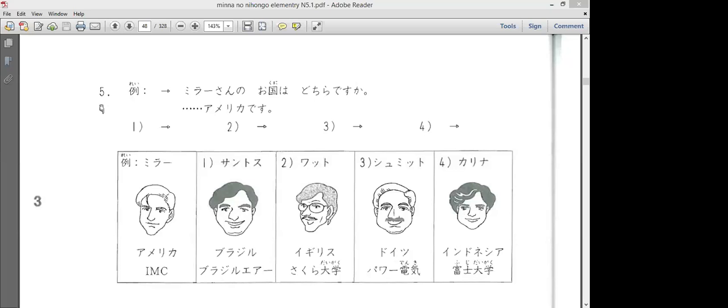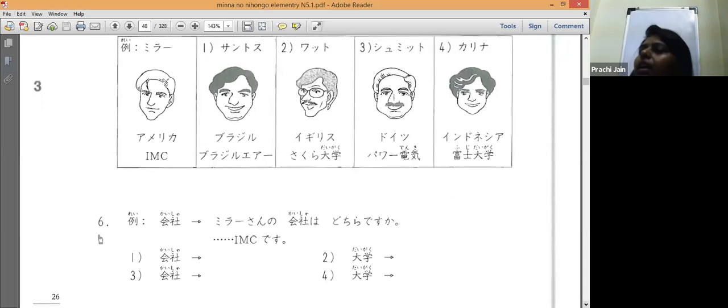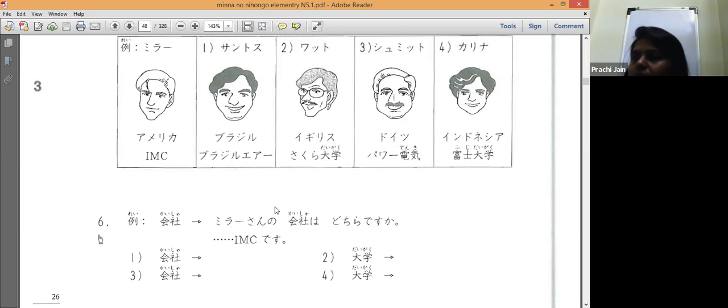Okay, so come to the next one. Again we have the same picture. Now we have to tell the company's name. So here in the Rei part it's written Kaisha. So Mira san no Kaisha wa dochira desu ka? IMC desu. Got it? So just write down 1, 2, 3, 4 as per the pictures.